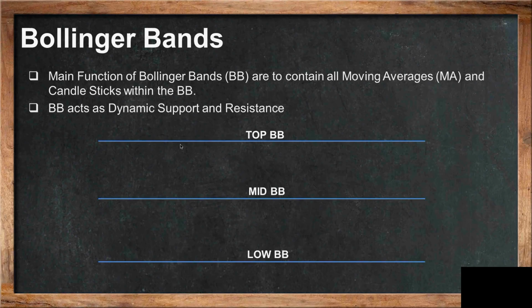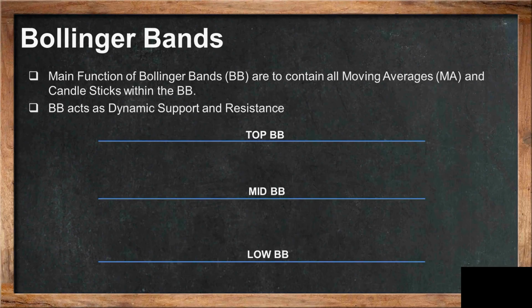So Bollinger Bands have three lines, obviously top BB, mid BB, and low BB. It acts like a dynamic support and resistance. If you just want to make it simpler, it's just a highway or a path for the candles to move into. However, sometimes in extreme conditions, the moving averages go outside, and also the candles are outside the Bollinger Band. When these things happen, we know that it tells us a story.